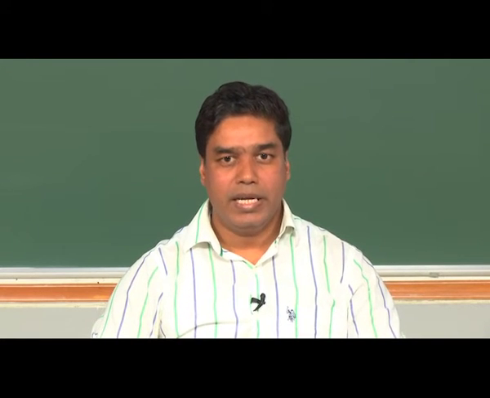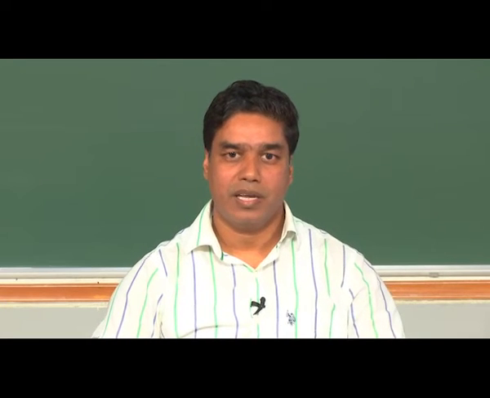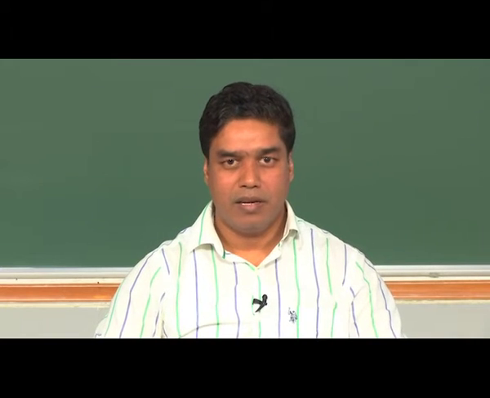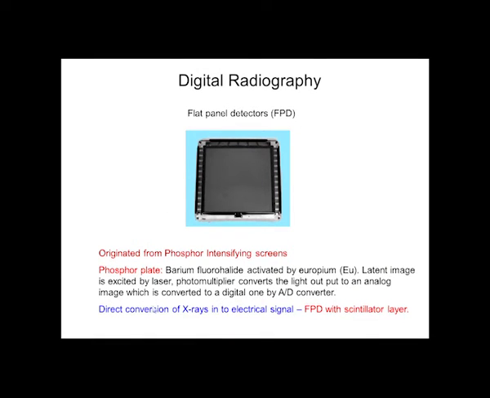So, the origin of digital radiography is from these kinds of intensifying screens, which can convert falling X-ray intensities into an electrical signal or a visible light photon. Okay. So, this FPD comes in two different forms. One uses phosphor plates, which are primarily made of a phosphor material like barium fluorohalide, activated by a rare earth element like europium.